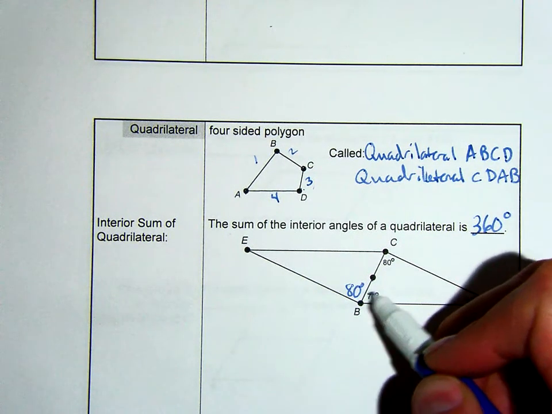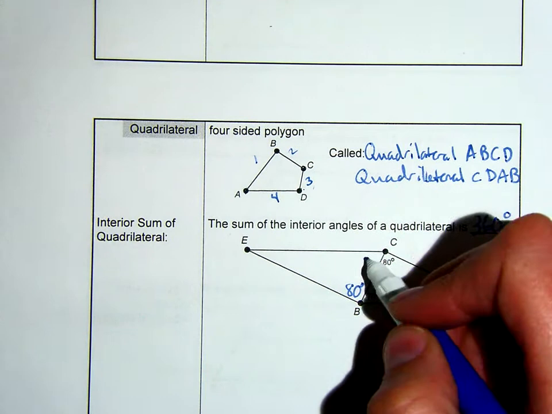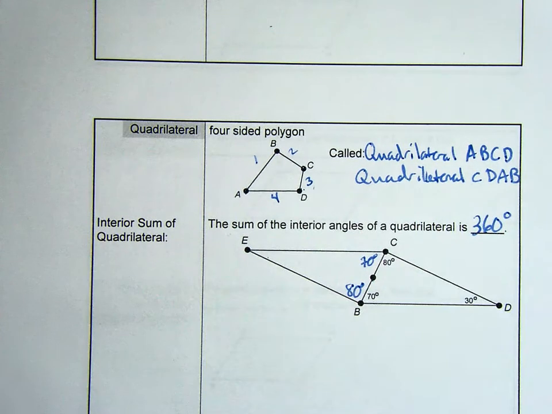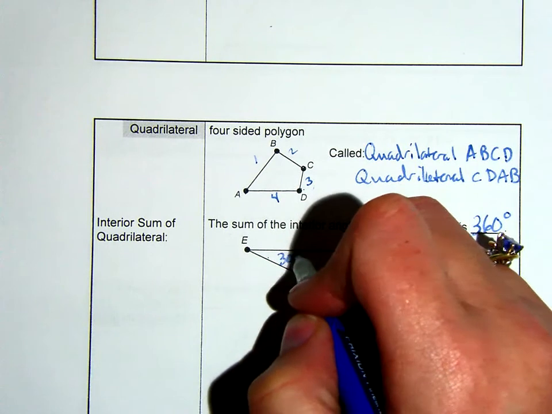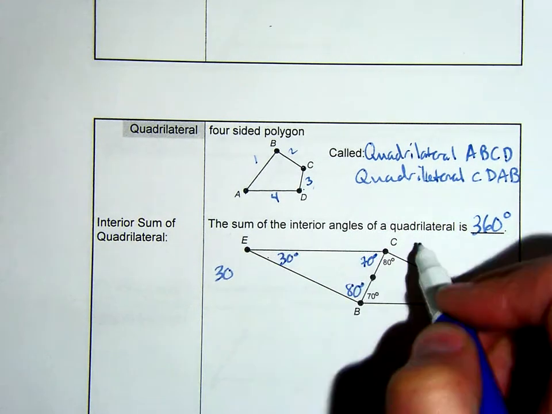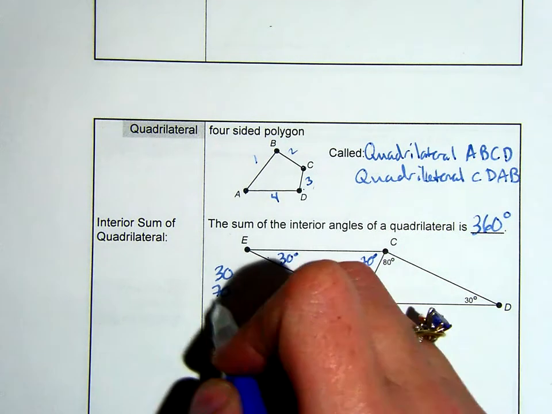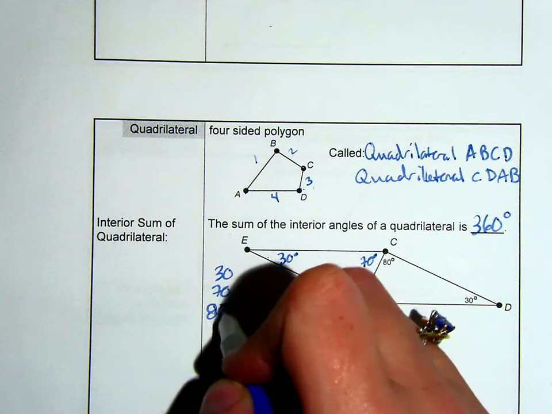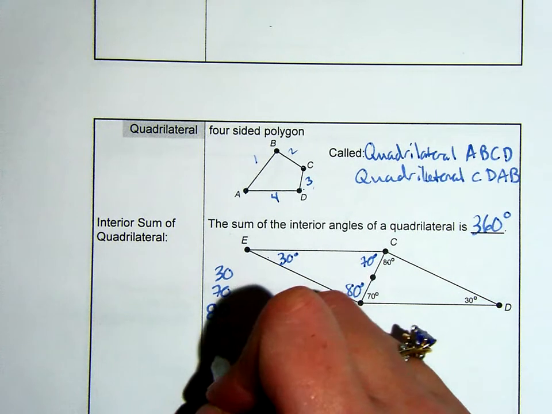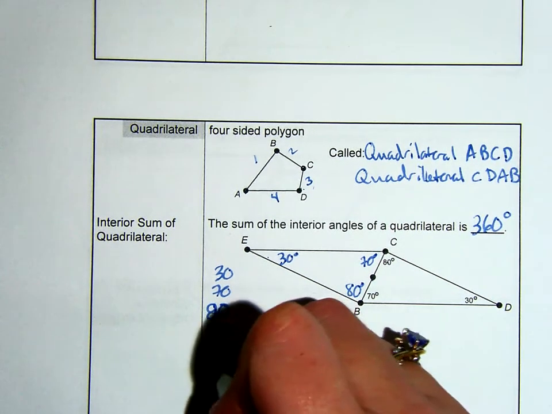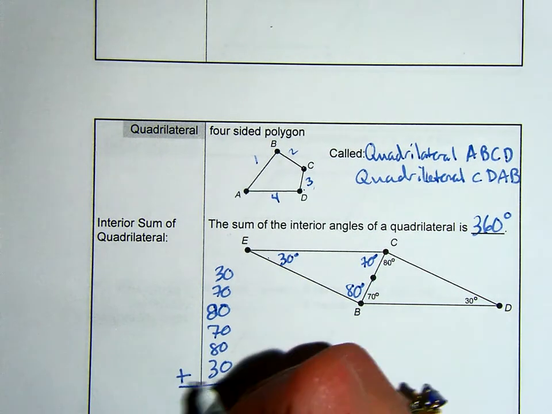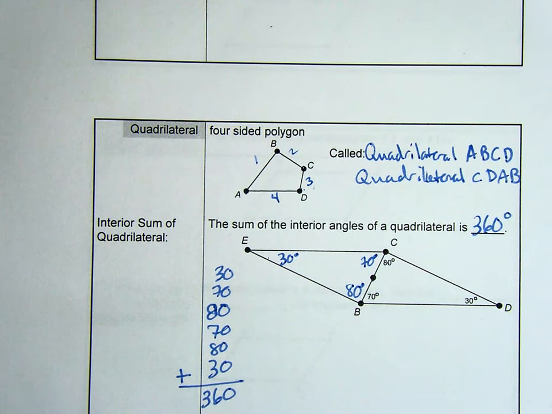When I rotate, B here would correspond to C there. So that becomes 70 degrees. And this angle and E correspond, so that would be 30 degrees. If I take 30 plus 70 plus 80 plus 70 plus 80 plus 30, that would be all the interior angles. If I add those together, I get a total of 360 degrees.